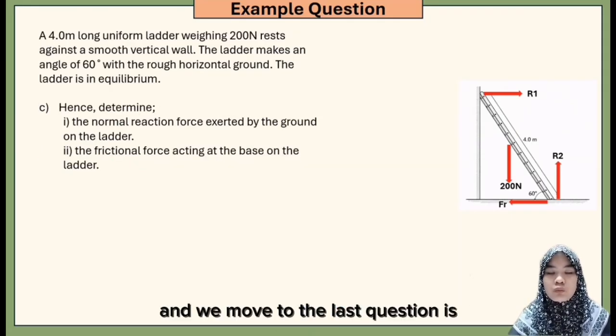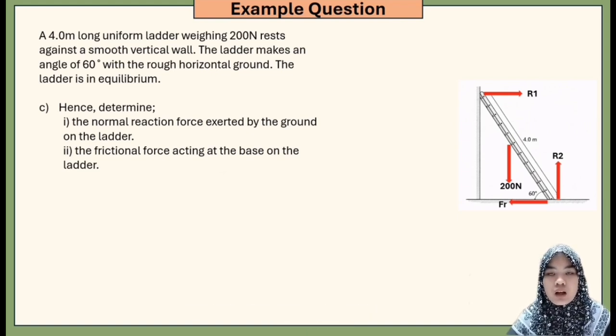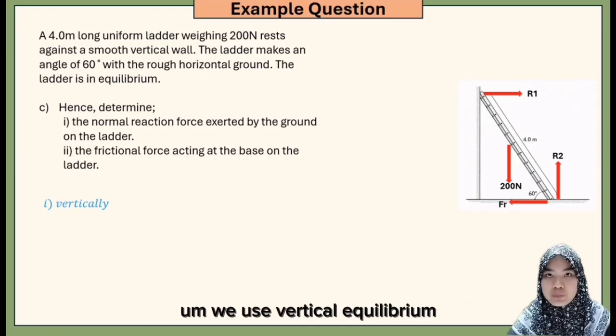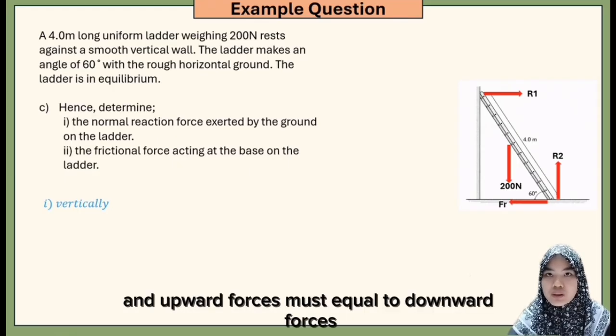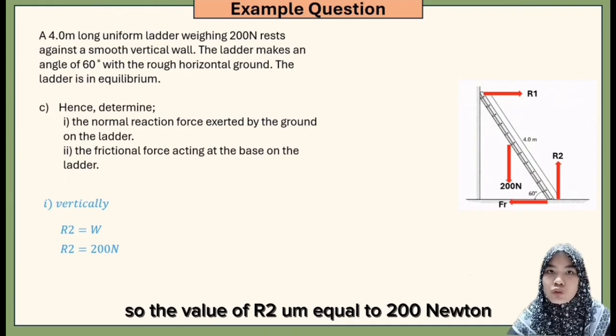And we move to the last question, which is to determine the force exerted by the ground on the ladder. We use vertical equilibrium, and upward forces must equal downward forces. So R2 equal to W, and the value of W is 200 Newtons. So the value of R2 equal to 200 Newton.